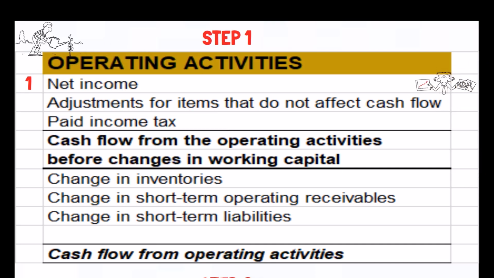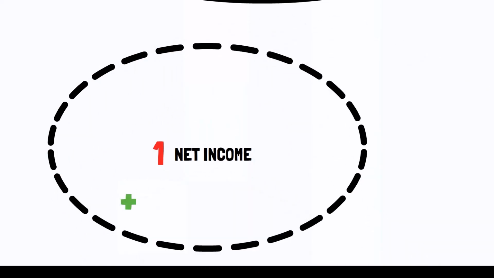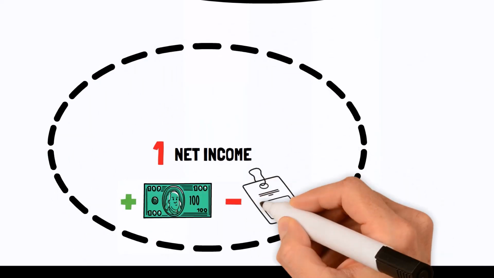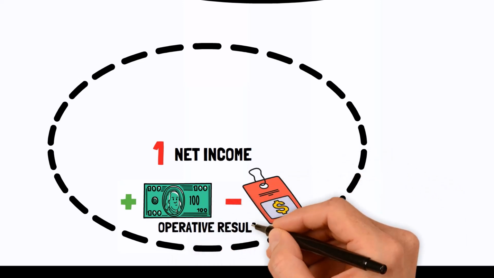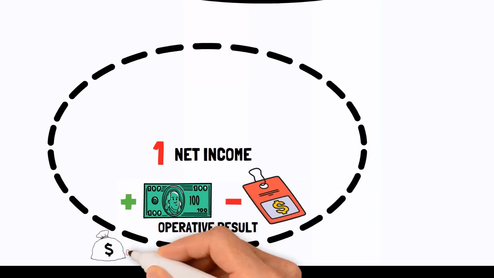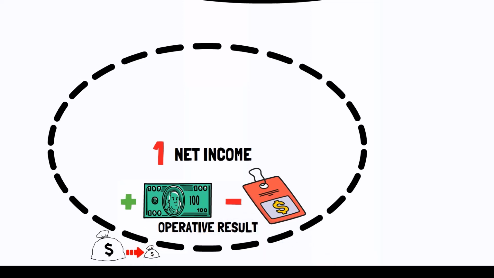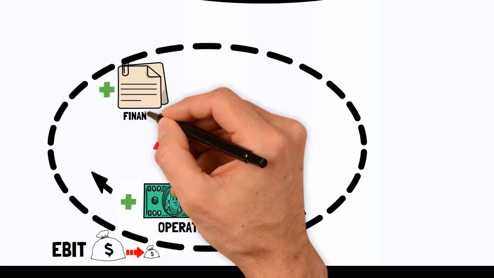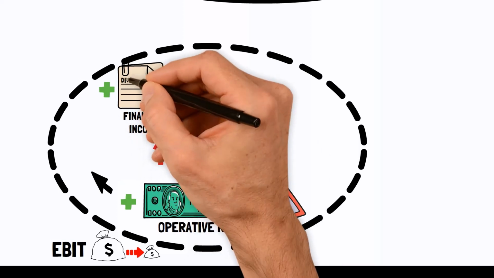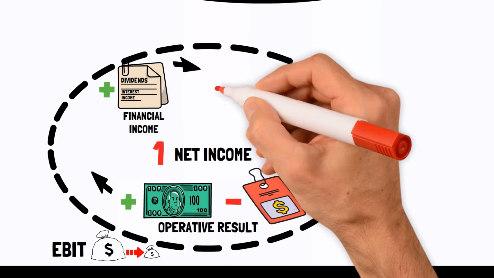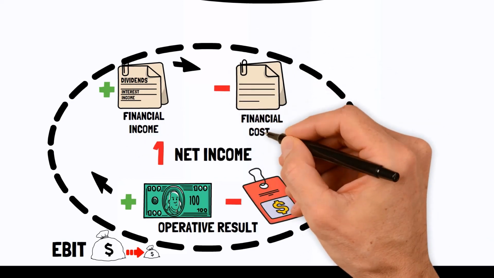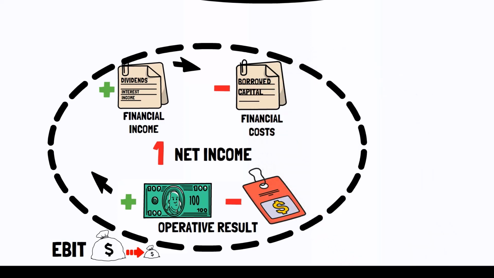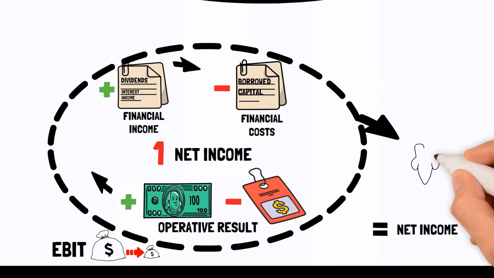First up in the operating activities is net income. By first adding all the business income and subtracting all the cost, an operative result can be established. This is before the deduction of interest and taxes, and therefore also known as EBIT or earnings before interest and taxes. Adjust the operative result by adding financial income in the form of, for example, dividends and interest income. Finally, remove the financial cost from the operating profit, the borrowed capital, and what remains is net income.